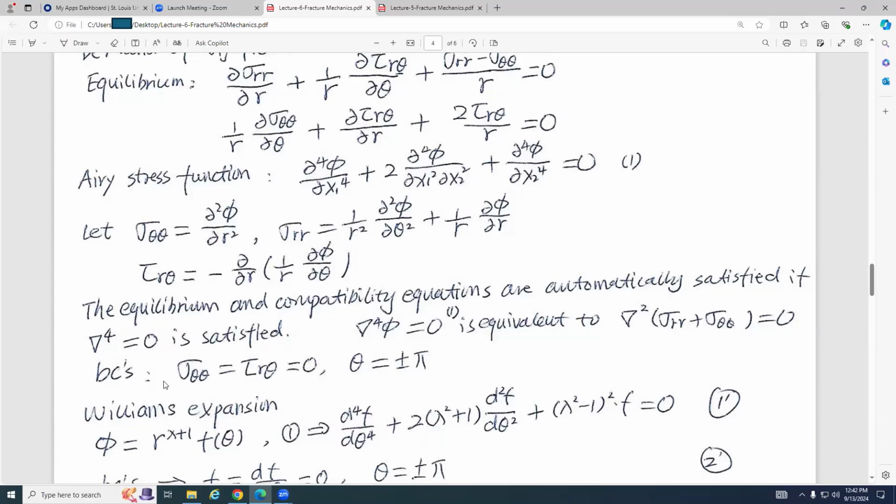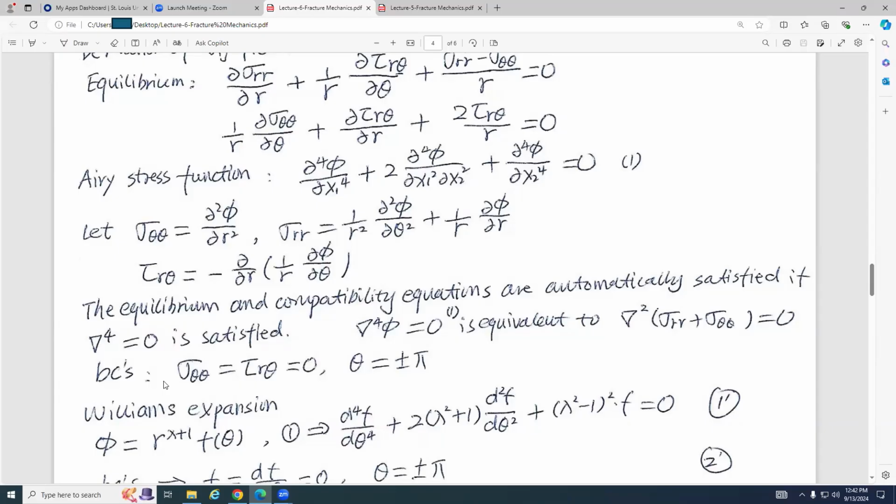Okay, so if this is the case, phi is an Airy stress function. The Airy stress function says that the partial derivative of phi with respect to x1 squared, plus the partial derivative of phi with respect to x2 squared, is 2 d phi and 2xy, plus 2 d⁴phi/dx1² dx2². So this one equation holds.